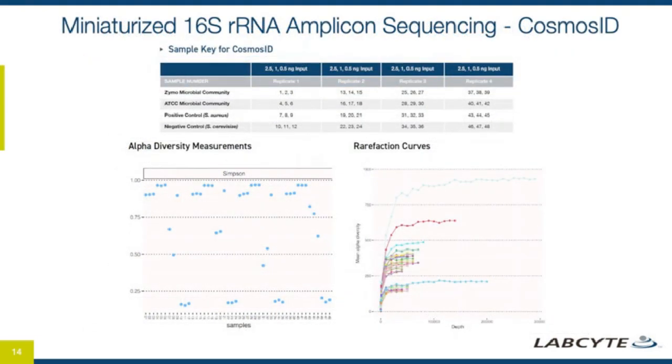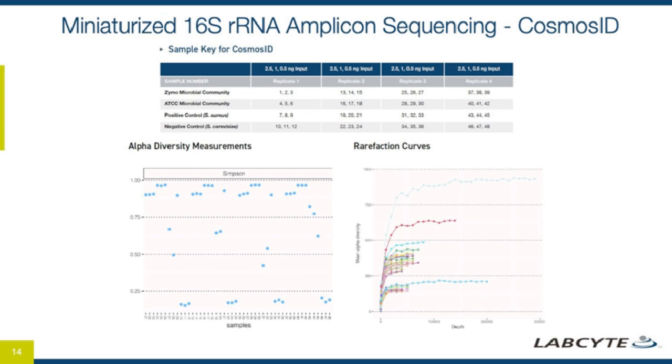So here I'm showing just a little bit of CosmosID data. I hope to not play spoiler too much, but you'll see that on the bottom left, the alpha diversity measurements, what we are looking for is a tight triplicate clustering of samples. So samples 1, 2, 3 are Zymo replicates of decreasing amount of input and so forth.